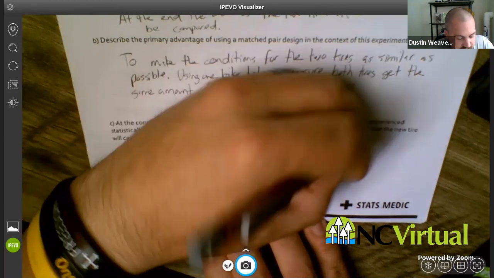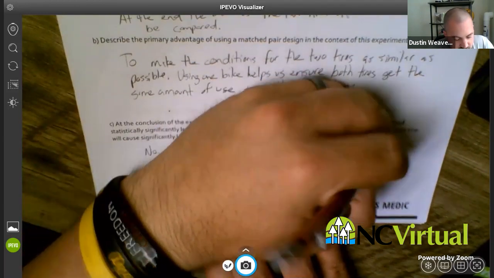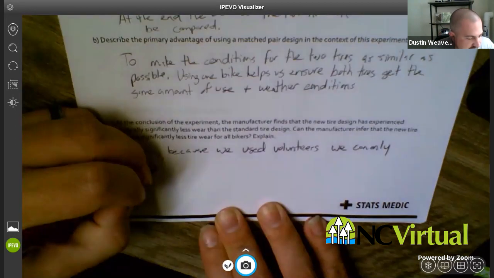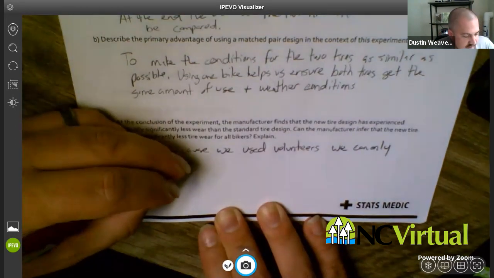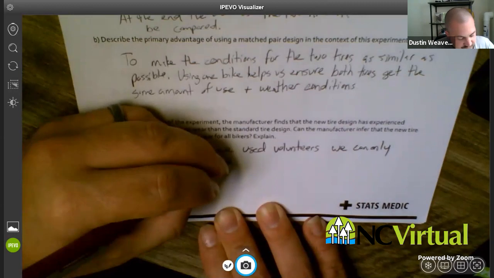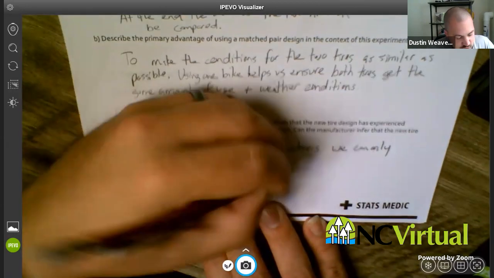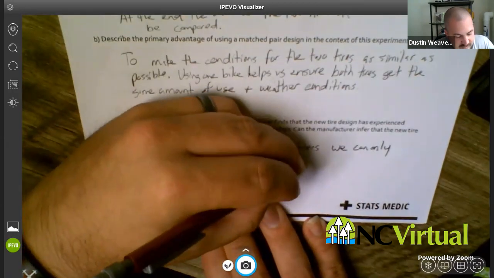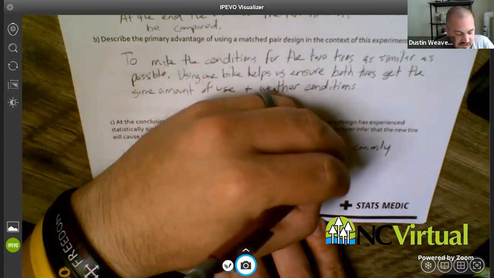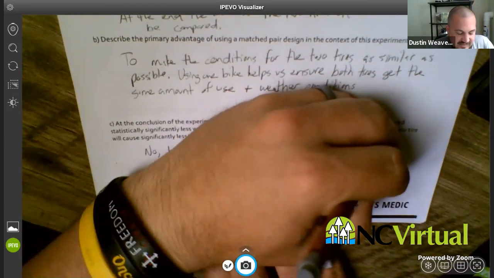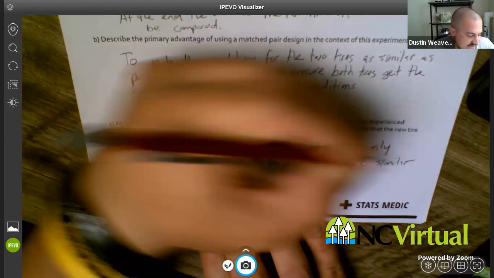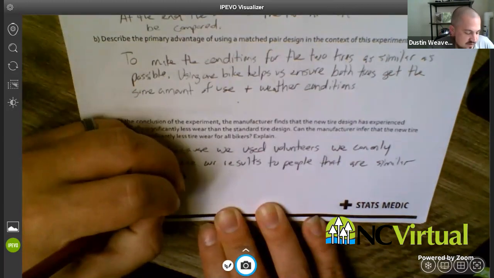We can only generalize our results to people that are similar to the volunteers. And that's really the case in most experiments.